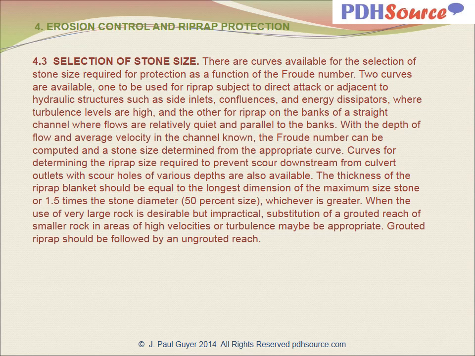Curves for determining the riprap size required to prevent scour downstream from culvert outlets with scour holes of various depths are also available. The thickness of the riprap blanket should be equal to the longest dimension of the maximum size stone, or 1.5 times the stone diameter, whichever is greater. When the use of very large rock is desirable but impractical, substitution of a grouted reach of smaller rock in areas of high velocities or turbulence may be appropriate. Grouted riprap should be followed by an ungrouted reach.